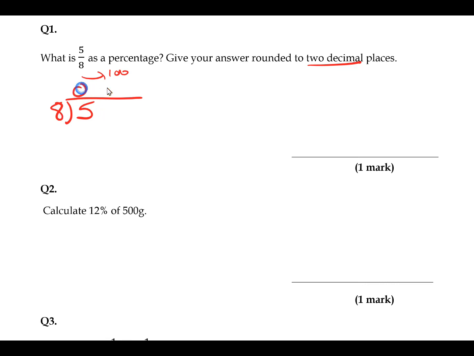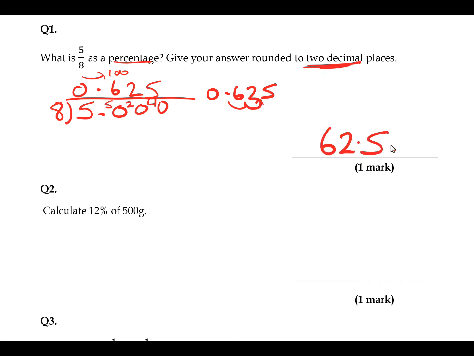So 8 doesn't go into 5, decimal point, carry the 5. 8 goes into 50 6 times. 6 8s are 48, so it's a remainder of 2. 8 goes into 20 twice, which is 16. So it's a remainder of 4. 8 goes into 40 5 times. So as a decimal, it's 0.625. So as a percentage, 2 decimal places, 62.5. They want 2 decimal places, so I'm going to give them the 0. So 5/8 as a percentage is 62.50. Don't forget the units, which is percent.